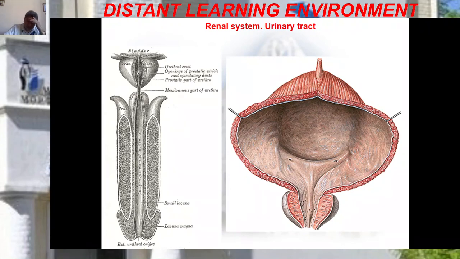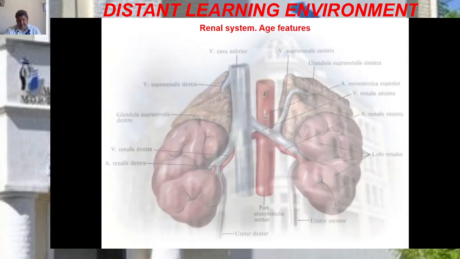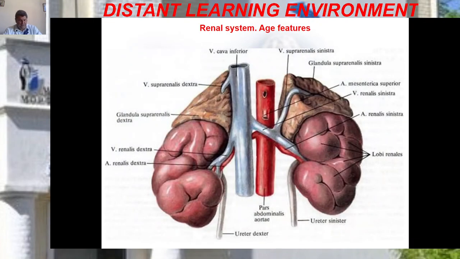So numerous small mucous glands open into the urethra, like in female and also in male urethra. You may see these tiny little openings of urethral glands in male urethra. So you may see some features in newborn.